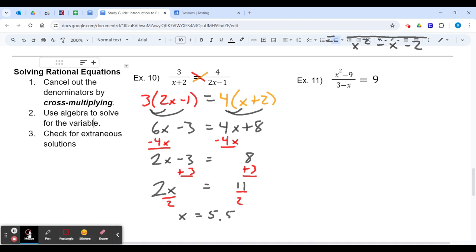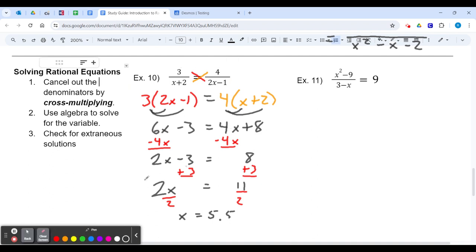So the last thing to check here is for extraneous solutions. And let's go back to the idea we cannot divide by 0. So if I were to plug 5.5 in for x on this side of our equation, we would get 7.5 in our denominator. That would be okay. If I were to plug 5.5 in for this x, we'd get 2 times 5.5 is 11, minus 1 is 10. So that's fine too. We are okay. That's a valid solution.